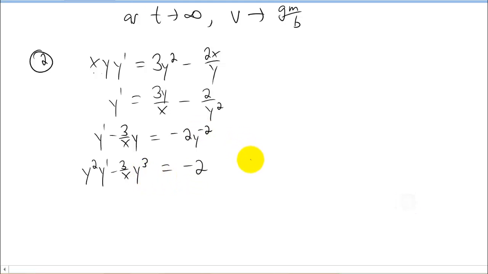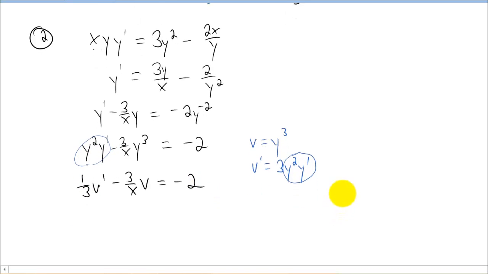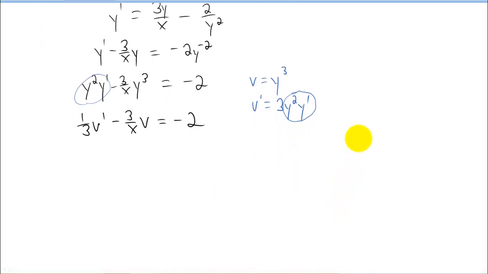Alright, writing the DE in this form makes it more obvious that our substitution of some variable v equals y cubed is going to work out for us. That's because if we take a derivative of v with respect to x, the independent variable, we get this term right here, which appears right here. Moving constants around a little bit gives us 1/3 v prime minus 3 over x v equals negative 2. Now this is a first order linear DE, which we have to get into its appropriate form.